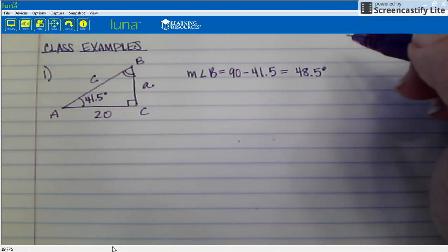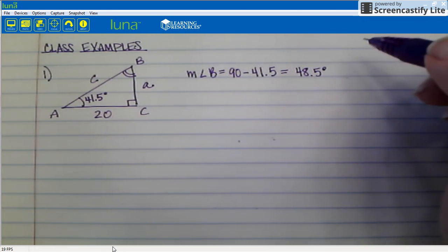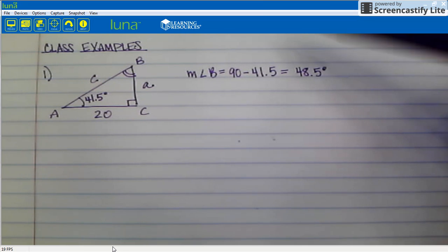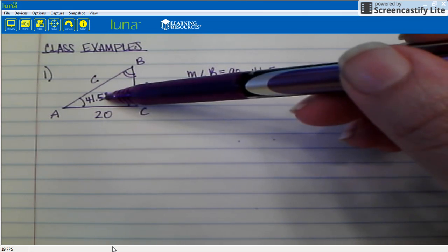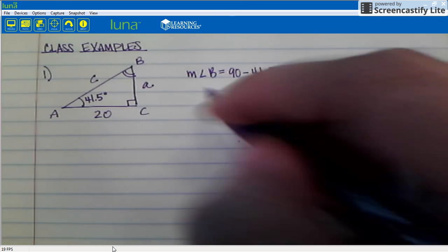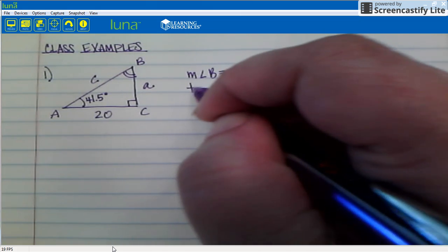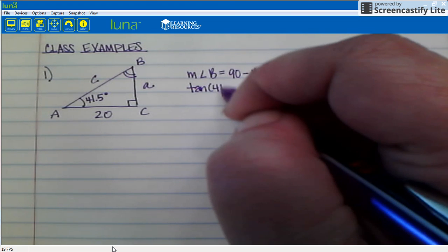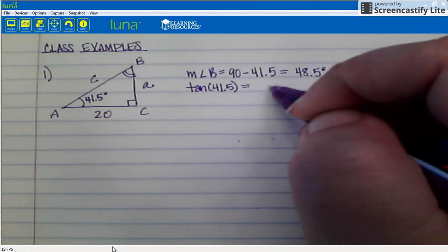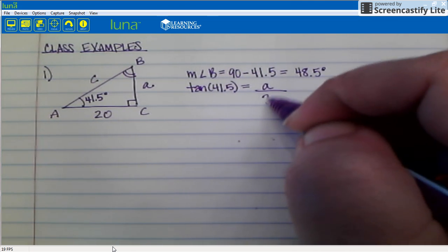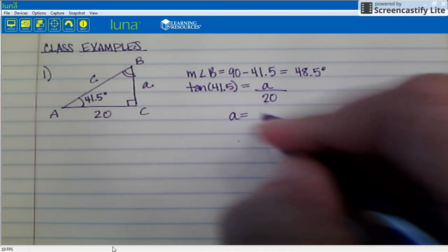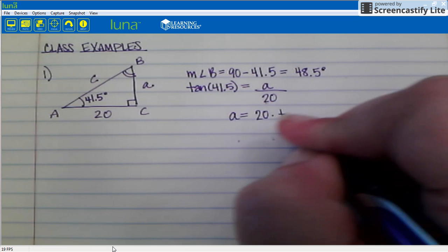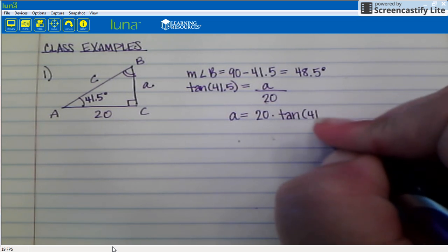Now, to find a, I'm going to use the pieces of information that are given to me. So a is my opposite side, and I'm given the adjacent side to the angle. So I'm going to use tangent, and what I know is that the tangent of 41.5 is equal to my opposite side a over 20. So that means a has to be equal to 20 times the tangent of 41.5.